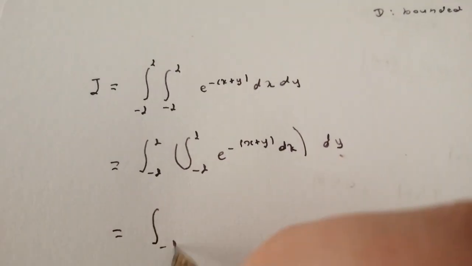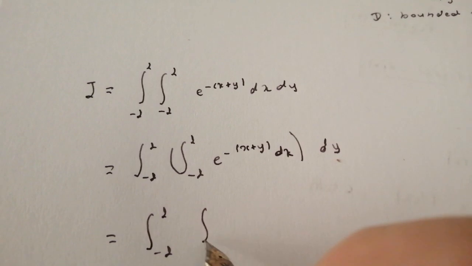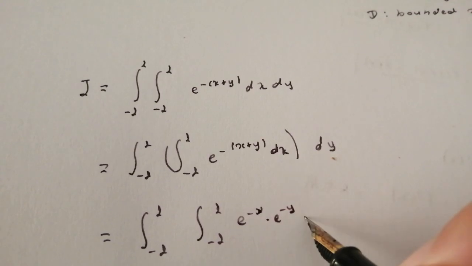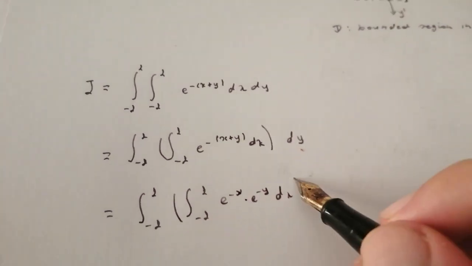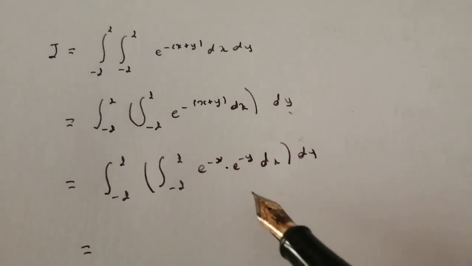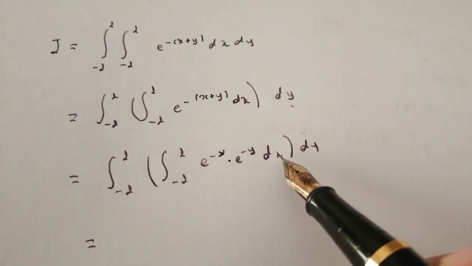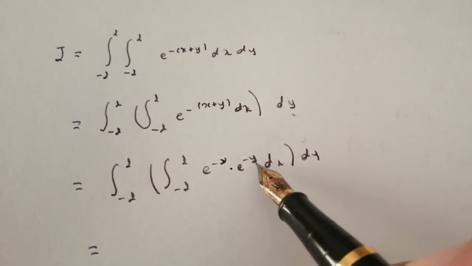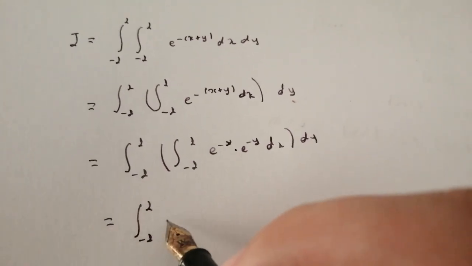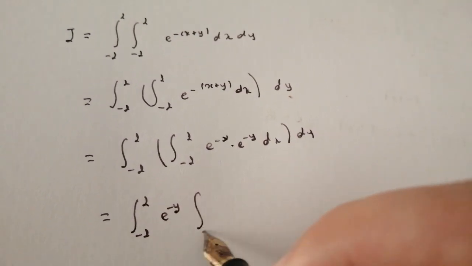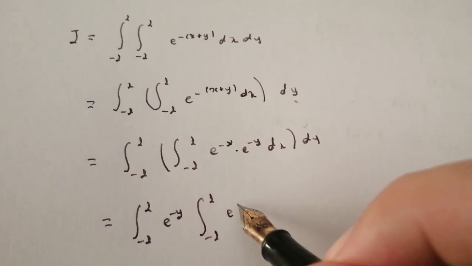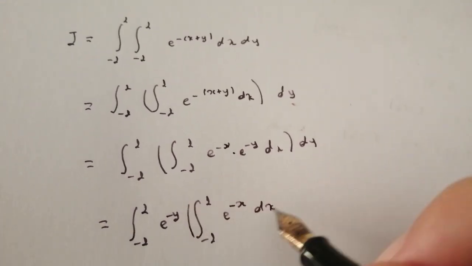So this can be written as the integral from minus 1 to 1 of e to the minus x times e to the minus y dx dy. We have this function e to the minus y, and the differential inside is dx. So e to the minus y can go outside. We can pull it outside the integral. Then we have the integral from minus 1 to 1 of e to the minus x dx dy.